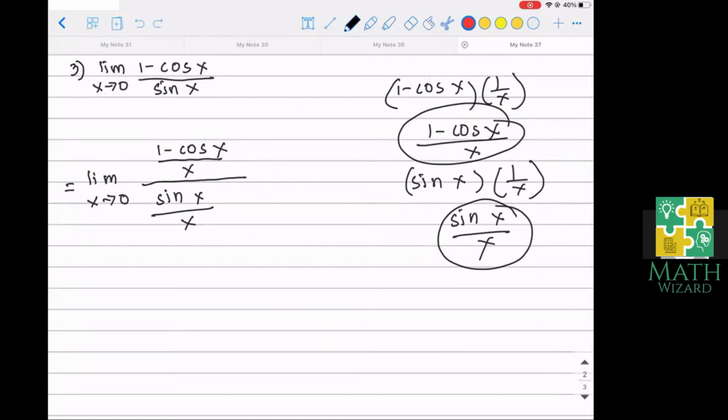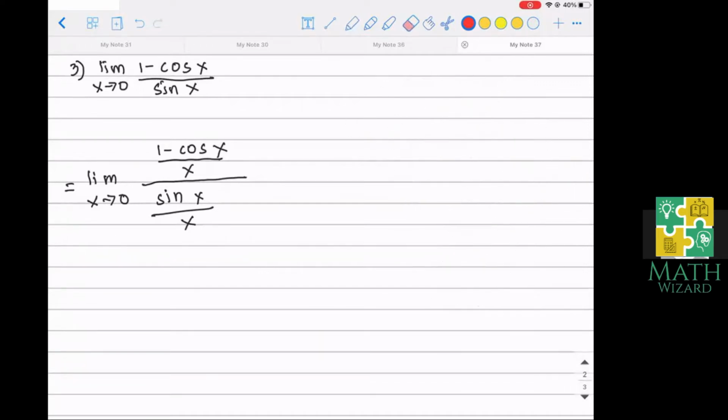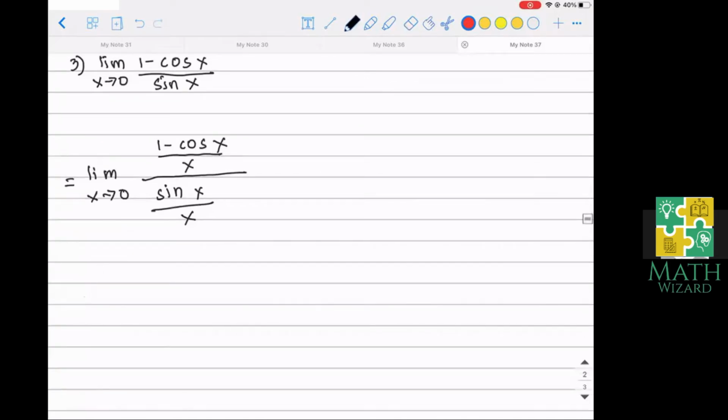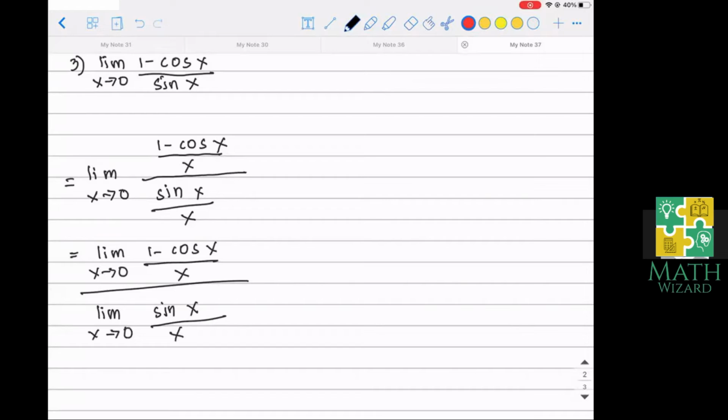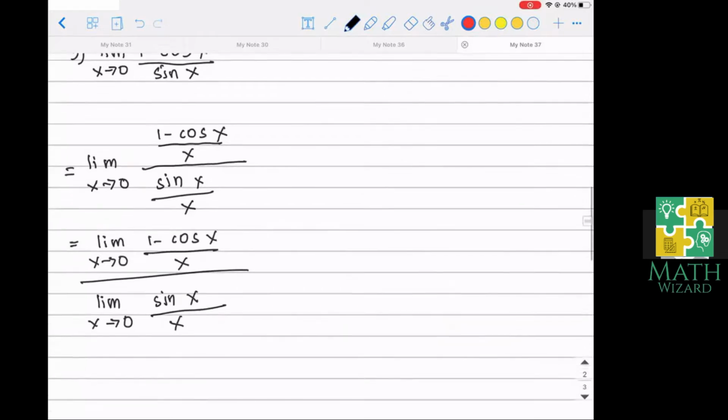Okay, let me erase this first. Now, let's find the limit of 1 minus cosine x over x and the limit of sine x over x. Let's separate them. So this becomes the limit of 1 minus cosine x over x as x approaches 0 over the limit of sine x over x as x approaches 0. Now, what is the limit of 1 minus cosine x over x as x approaches 0?